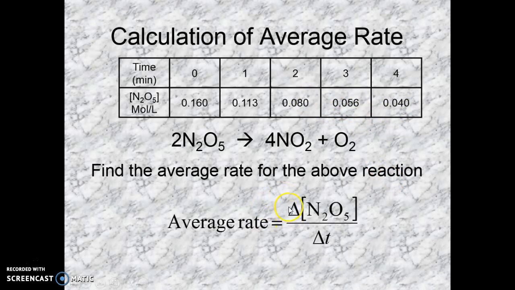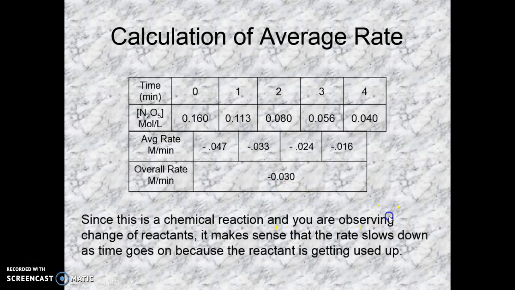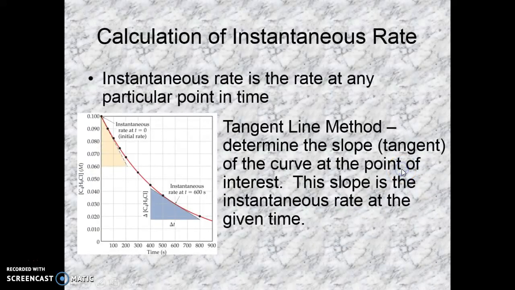But average rate is always the change in whatever over time. You can see that, like I said, if we do it per minute, the rate is actually slowing down. That makes sense because it's a reactant. We're using the reactants up, so what's left is going to take longer to react. You can also get the overall rate by averaging things together, and you get 0.030 molar per minute. So that's something you would typically take a look at: what's the average rate of change?